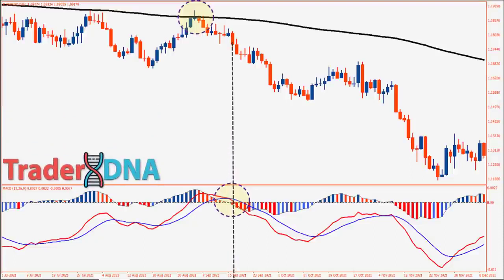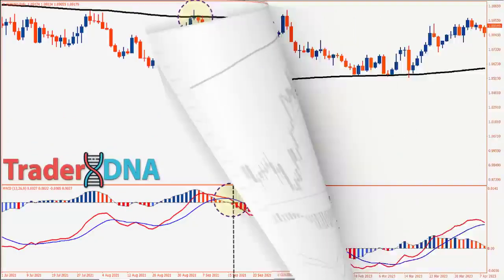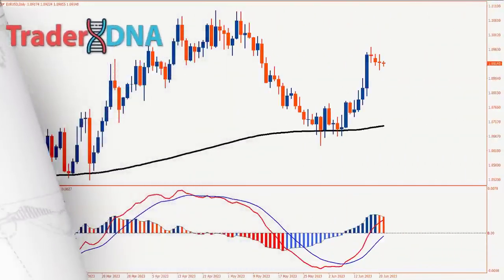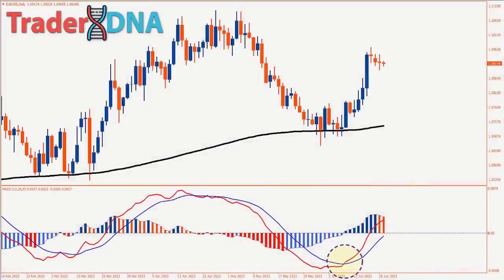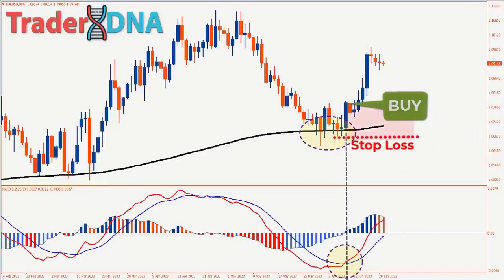To illustrate, let's consider entering a long trade at this point. We initiate the trade because the MACD lines are crossing upward below the zero line, and the current price remains above the 200-day moving average. Now, what I prefer to do is set a stop loss just below the 200-day moving average. This way, the 200-day moving average acts as a support level that the price needs to breach in order to hit my stop loss. Additionally, I like to set a profit target that offers a 1.5 ratio in relation to the initial risk. As you can observe from this example, the strategy functioned precisely as intended, resulting in profitable outcomes.